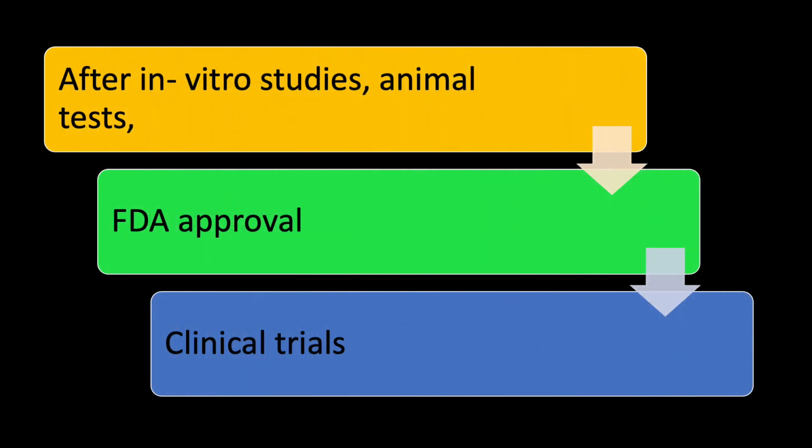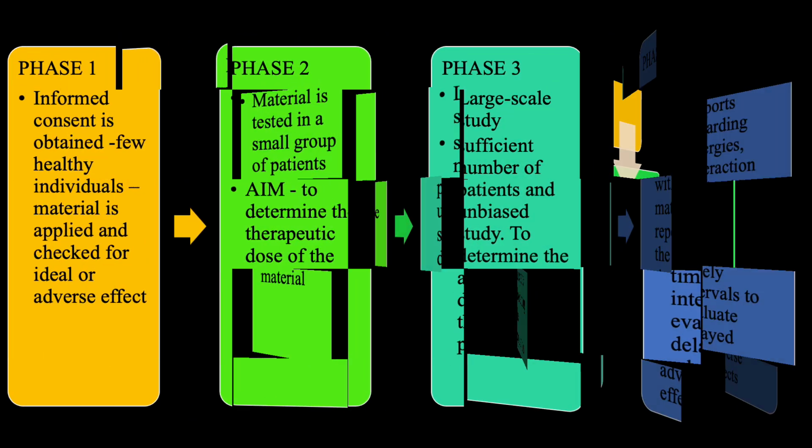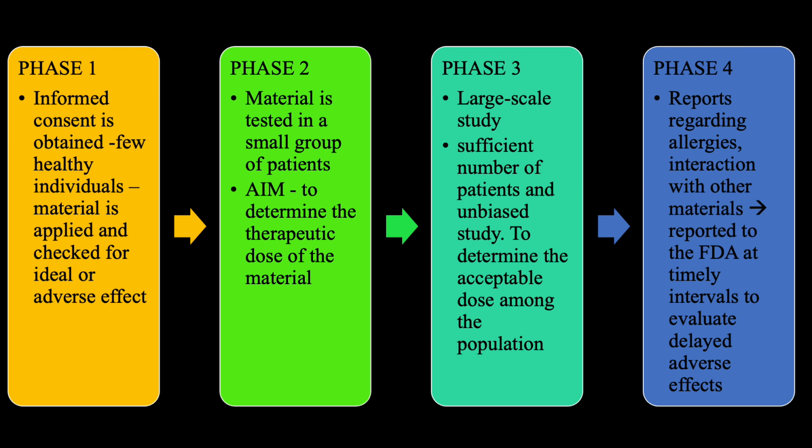So after we have completed the in vitro and the animal tests, it is sent to the FDA for approval. Once the FDA and ISO approve, then start the clinical trials. That is, we use these materials in humans. So let's see how the human tests are carried out.